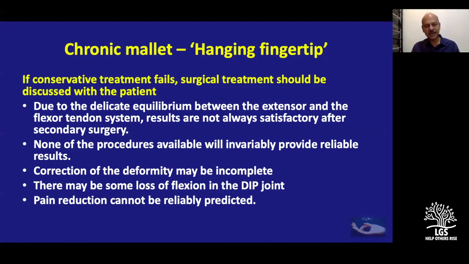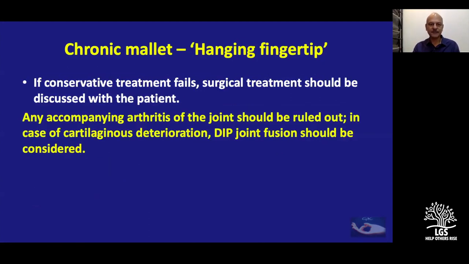When we talk about the surgical treatment of mallet finger, we need to stress certain points. Due to the delicate equilibrium between the extensor and the flexor tendon system, results are not always satisfactory. None of the procedures available will invariably provide excellent or good results. Correction of the deformity may be incomplete. There may be some loss of flexion in the DIP joint, because if you repair the tendon here, you may have difficulty in flexion. That is also one of the problems that can be expected. And pain reduction cannot be reliably predicted. If so, any accompanying arthritis of the joint should be ruled out, and in case of cartilaginous deterioration, DIP joint fusion should be the surgical treatment offered to the patient, not any other surgical management.